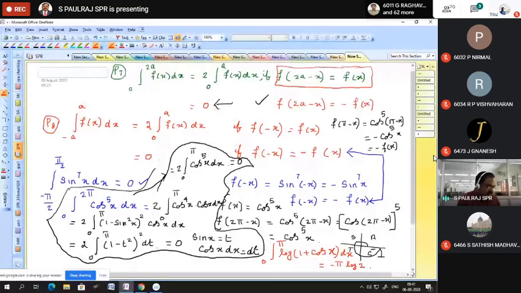Then your 21st problem also. The 21st problem you can also do. So from the exercise, you try to do the problems.